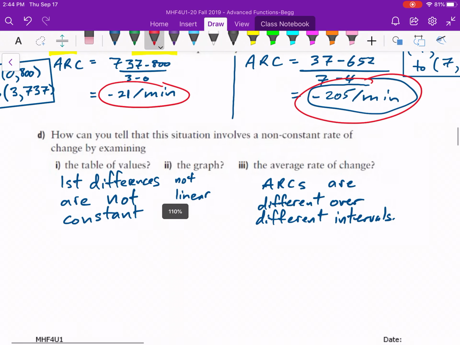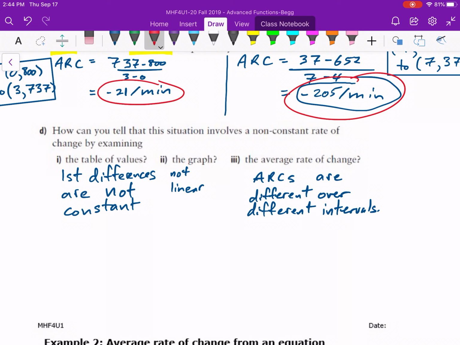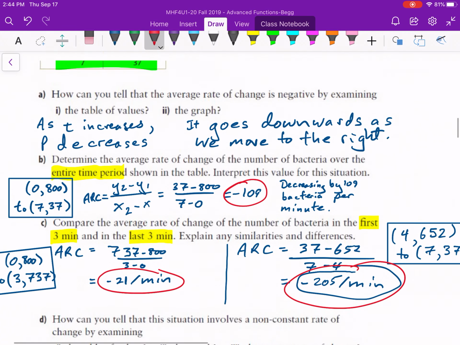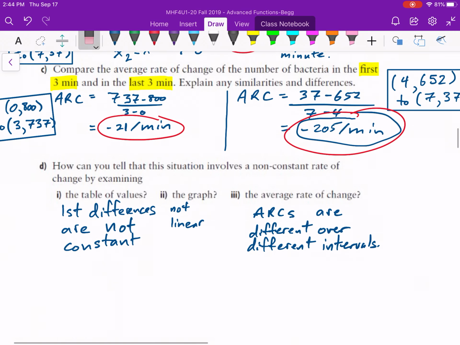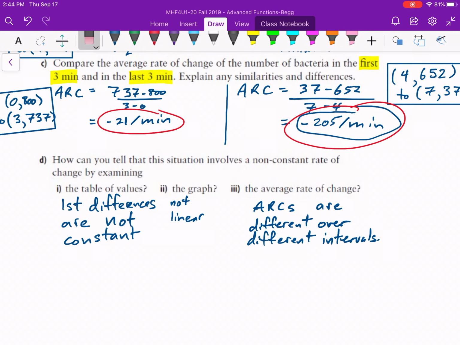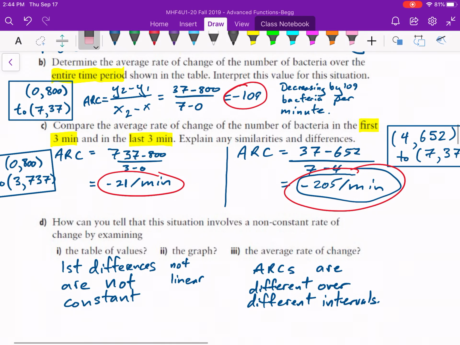How can you tell that this situation involves a non-constant rate of change by examining things like the table of values? If I do the first differences on the table of values, I would see that they're not constant. If they're constant, it's linear, but if they're not, it's a non-constant rate of change. The graph would be linear if it was constant. It's not, it's a curve. If I compare all these different average rates of change, negative 109, negative 21, negative 205, they're all different. If this was constant, I would have got the same answer for all of them.